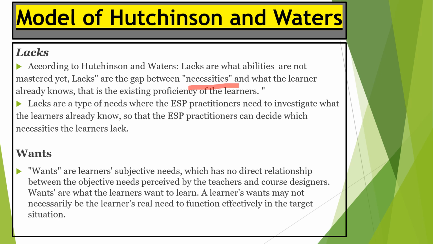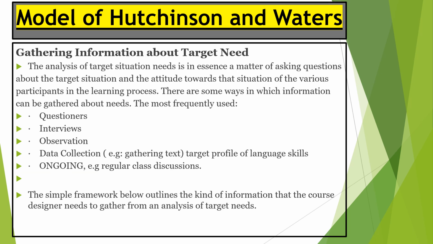Wants are subjective needs, and the previous two were objective needs. Subjective because they deal directly with the learner, and have no direct relationship with the objectives perceived by the teachers and the course designers. Wants are what the learners want to learn. They must also have their own wish and will, and they will say that we want to learn this thing. So wants have also been considered by Hutchinson and Waters, and the wants are the personal desires and wishes that were left out by the previous ESP course setters.